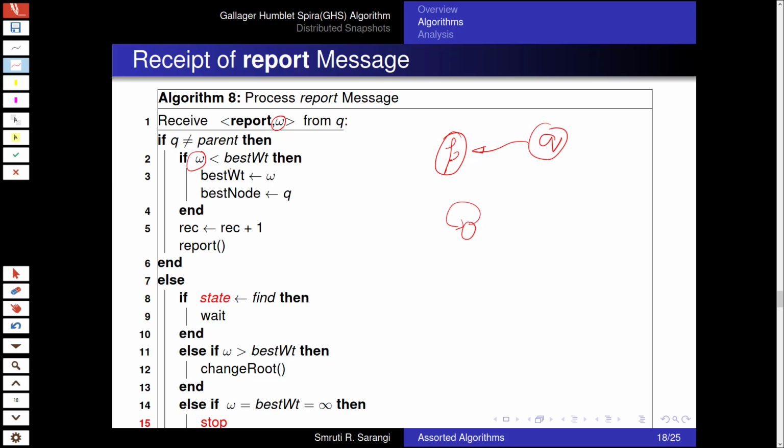if, let's say, omega here is less than the best weight that I have seen, then the best weight is omega, and the best node is Q. It means that as far as I am concerned, the child that is sending me the best weight is the best node. So I will record this fact. And furthermore, given that my child is sending me a message, I will set rec equal to rec plus 1, which means that one of my children has responded. And then I will call the report function.